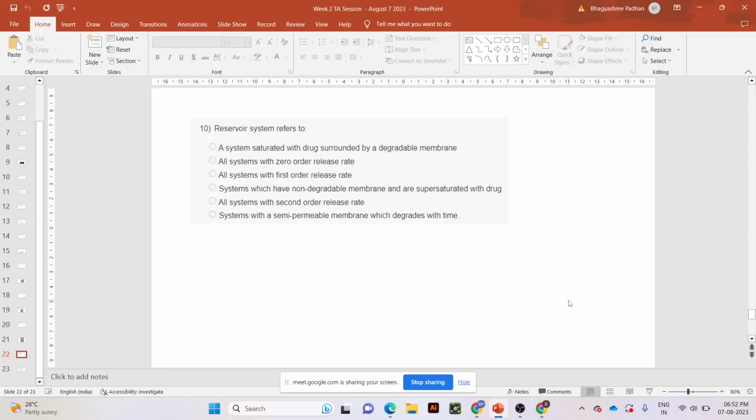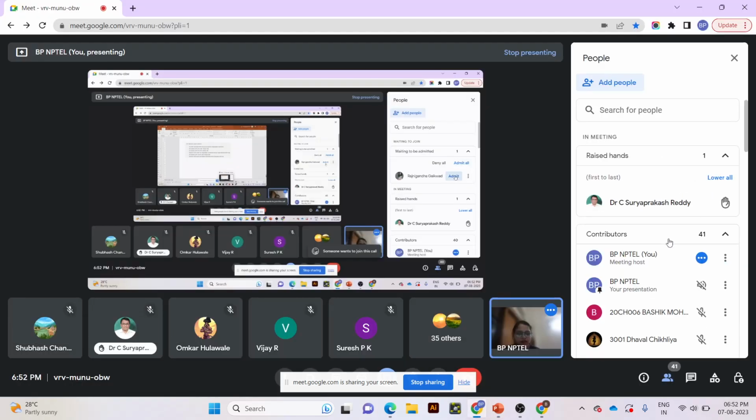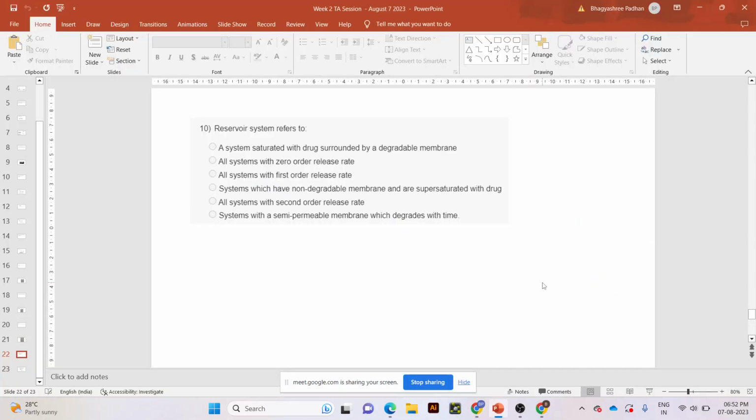The next question is, reservoir system refers to a system saturated with drug surrounded by degradable membrane, or a system with zero order release rate, all systems with first order release rate, systems which have non-degradable membrane and are supersaturated with drug, all systems with second order release rate, systems with a semi-permeable membrane which degrades with time. I'll give you guys some time to read the question again and let me know what you think the answer is.